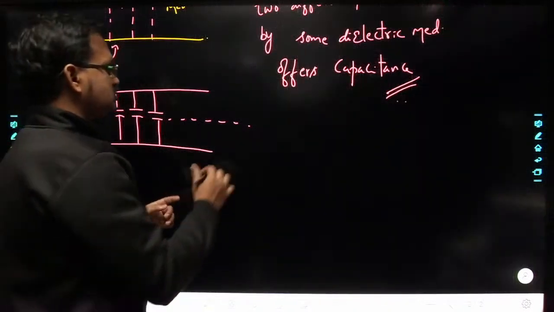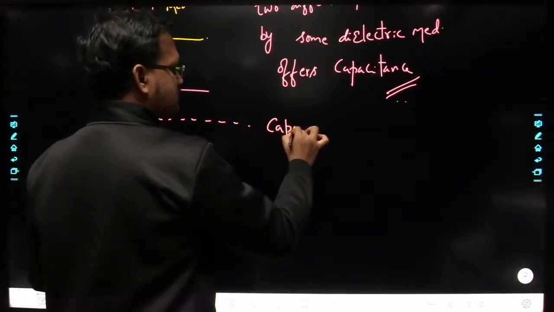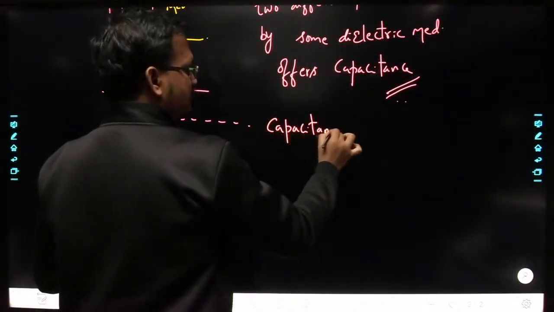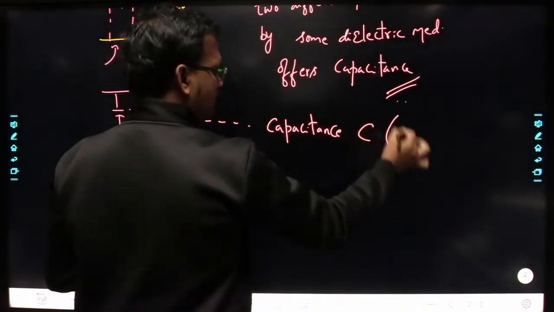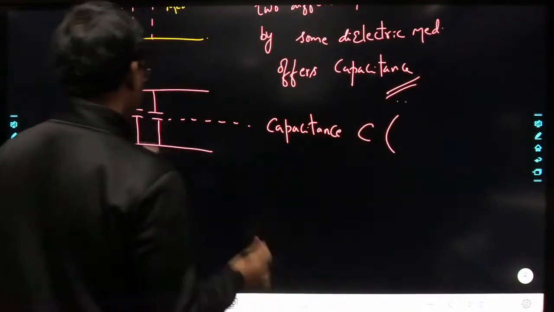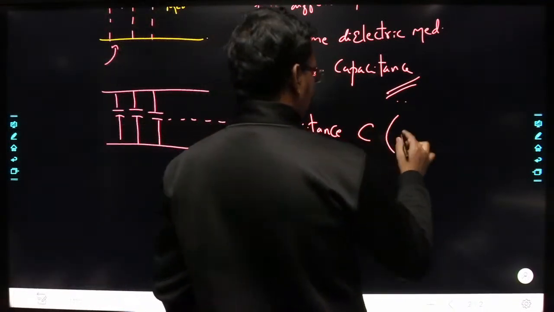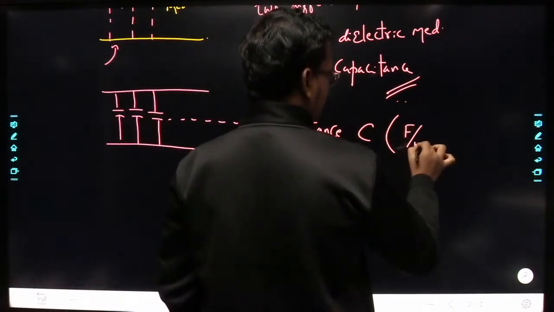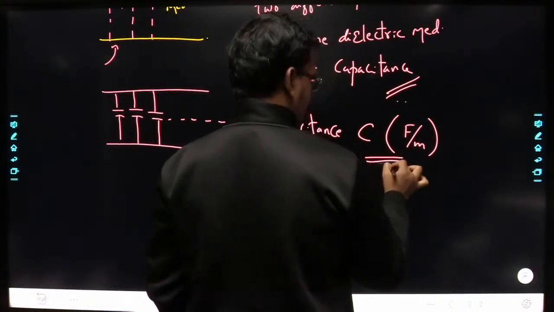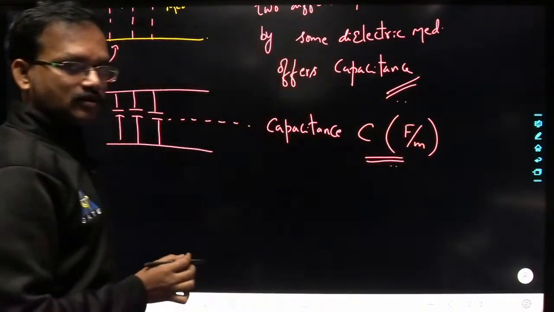So here there develops a capacitance, which we will represent with C. What are the units of C here? Here this is distributive in nature. So if it is distributive in nature, what is the meaningful way of representation? That is in terms of farad per meter. Farad per meter. Right? Okay.